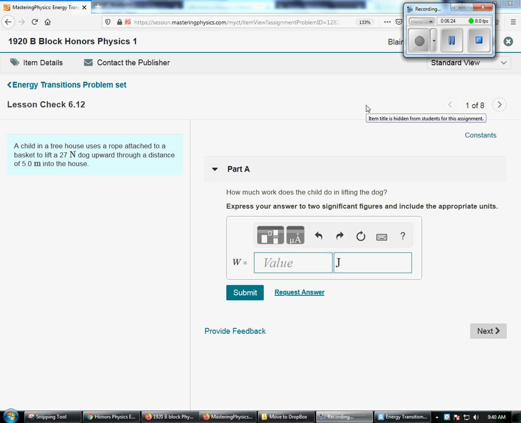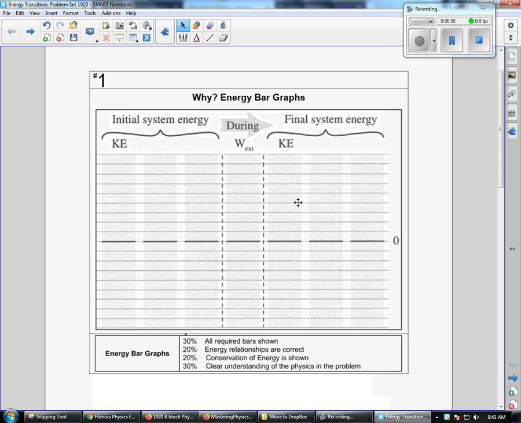Alright, so number one, a Tron entry has used a rope attached to a bucket to lift a 27 Newton dog. Ooh, 27 Newtons. Is that the dog's mass or the dog's weight? Newtons, a measure of force. So it's the dog's weight, which is the force of gravity upwards through this. So, alrighty. I'm going back here, and I'm not really worried. The dog, I'm going to assume, starts at rest and gets up to the treehouse at rest.